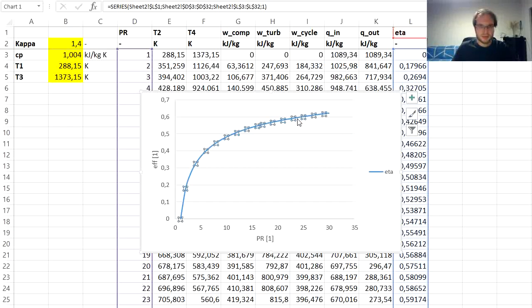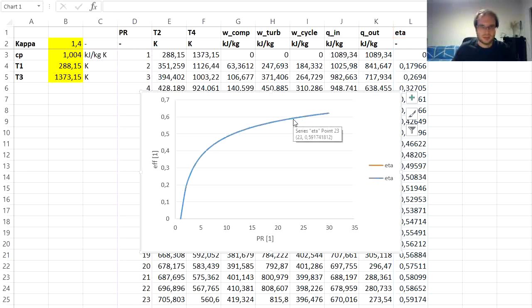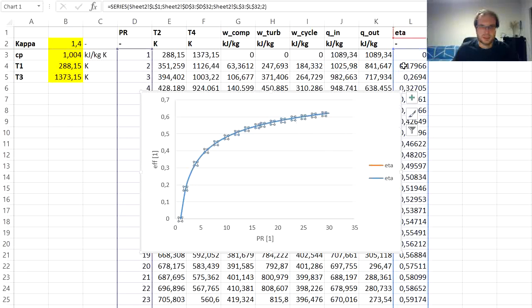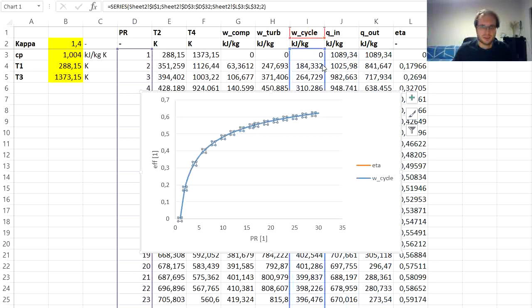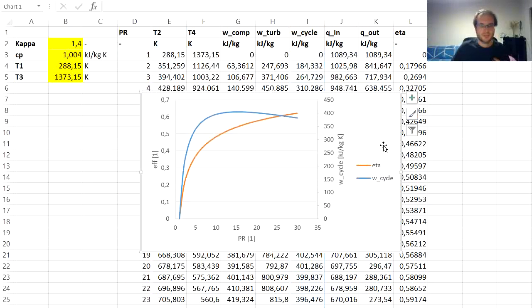Now let's have a look also at how it works with the work of the cycle per 1 kilogram of working fluid, where you can see that while the efficiency steadily increases, the unit work per 1 kilogram per second of the working fluid has a maximum at pressure ratios somewhere around 15.